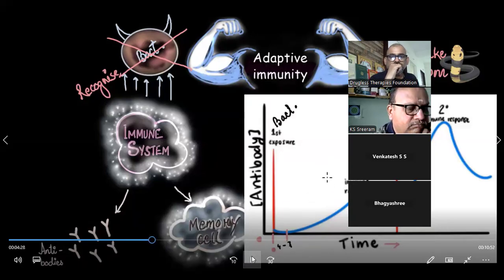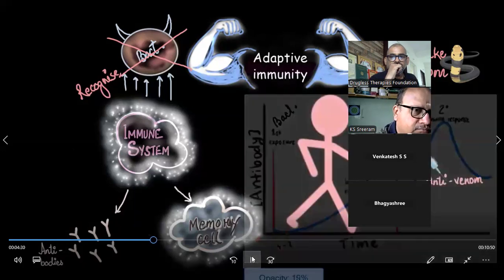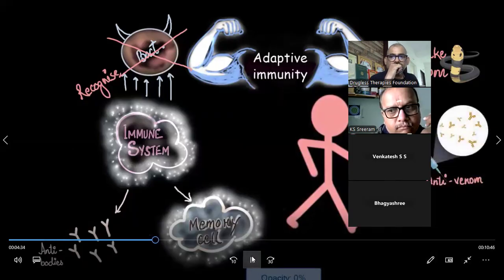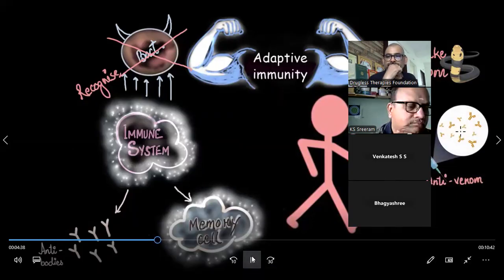Now, do you know what these anti-venom shots contain? These anti-venom shots are nothing but antibodies against that snake venom. Now, where do doctors get these antibodies against snake venom? Because we saw our immune system produces specific antibodies against a specific foreign invader, right? So where did the doctor get a specific antibody against snake venom?